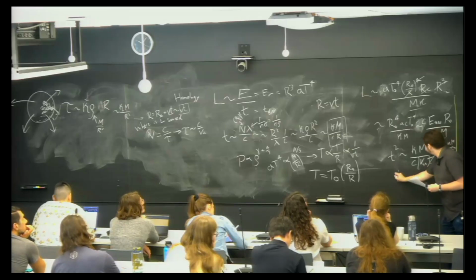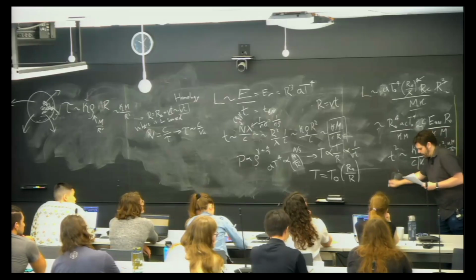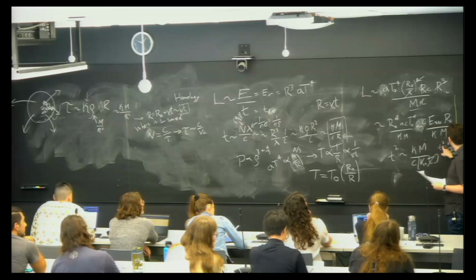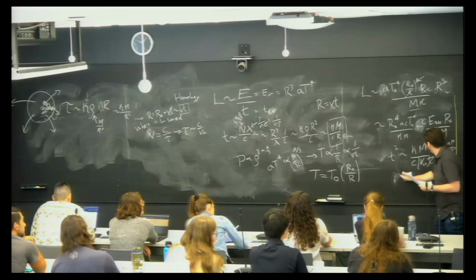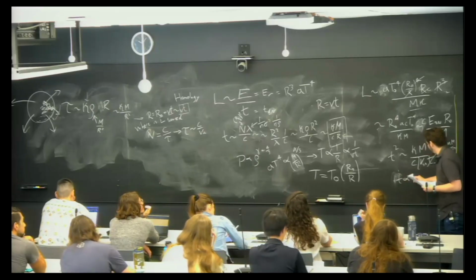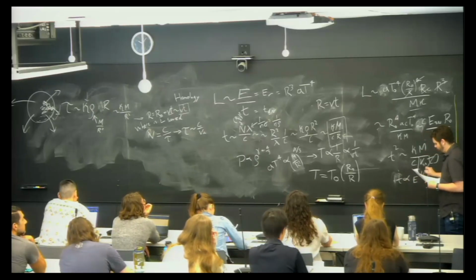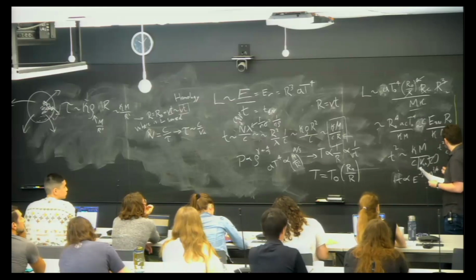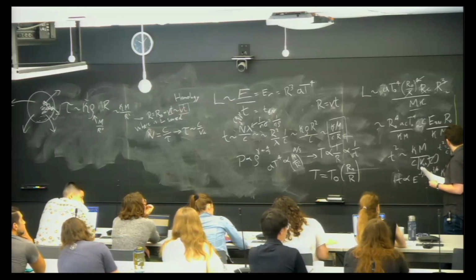So now we find that the duration goes something like E to the minus 1/4 times the mass to the 3/4, again with an opacity dependence.